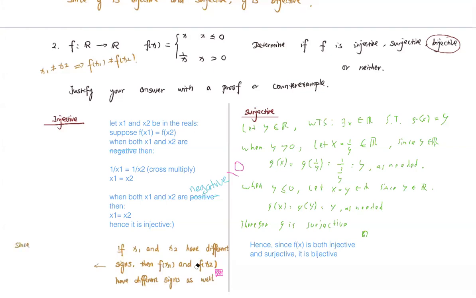Since when x is less than or equal to 0, f of x equals x, which is less than or equal to 0 as well. And when x is greater than 0, f of x equals 1 over x, which is greater than 0 as well. So this is why they have different signs. This contradicts, I have no space to write it, but this contradicts the assumption that f of x equals f of x1 equals f of x2. Okay.